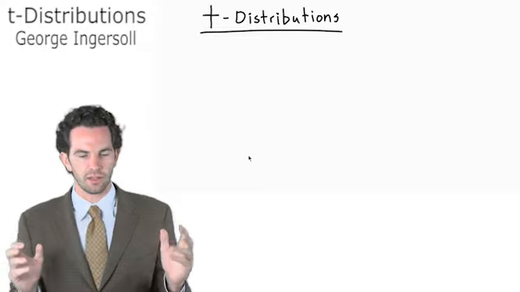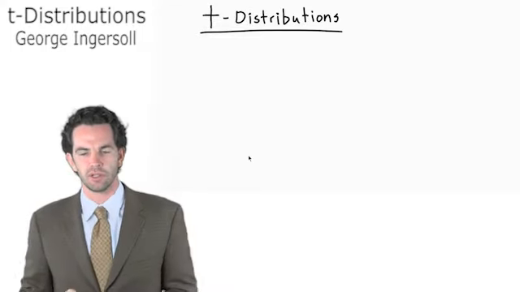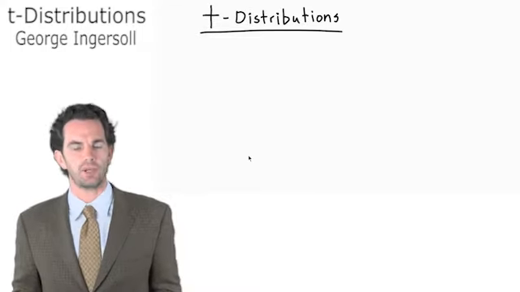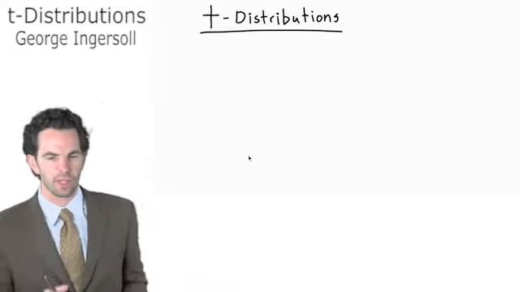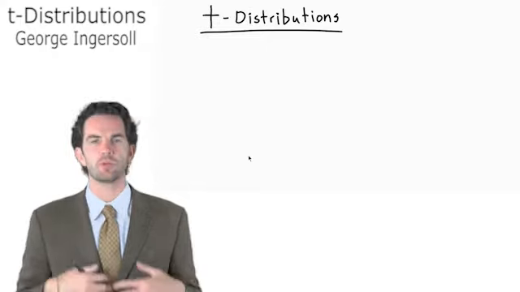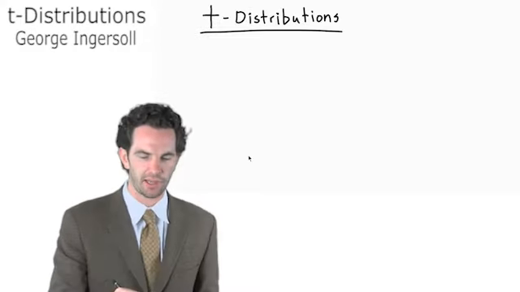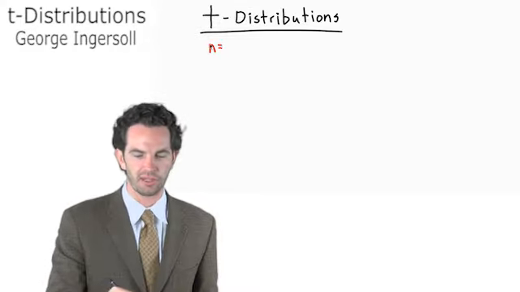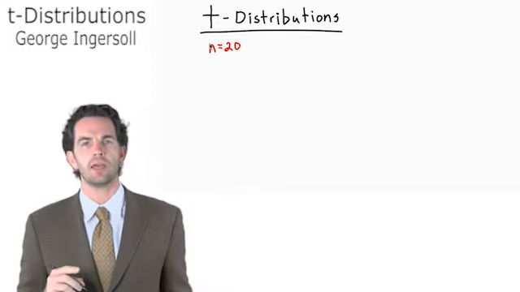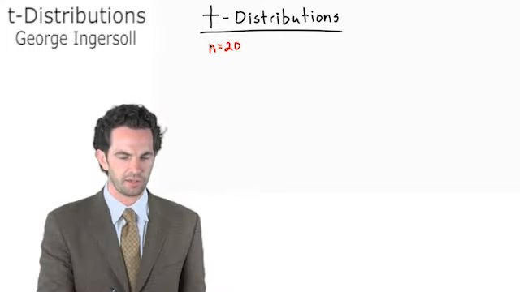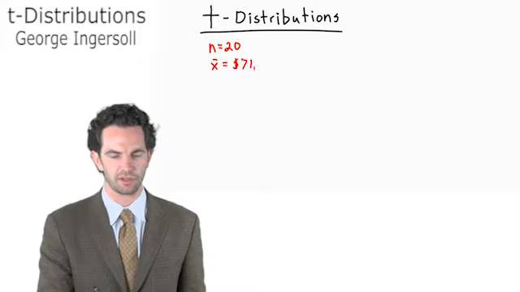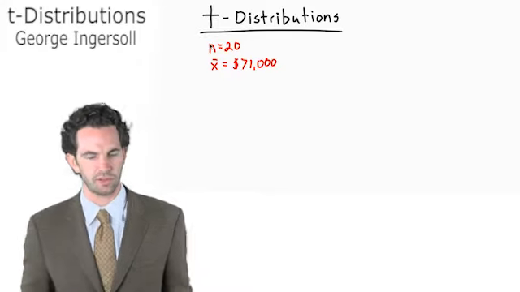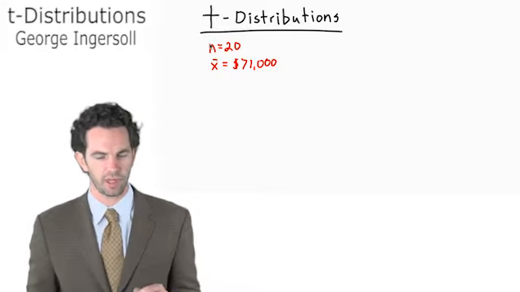So, in our problem, let's say we're a marketing firm and we want to estimate the average household income in an American city. We start by taking a sample of 20 households in that city, so we have an N of 20. In our sample, we get an average income of $71,000. That's the household income that we get from the average of those 20 families that we surveyed.